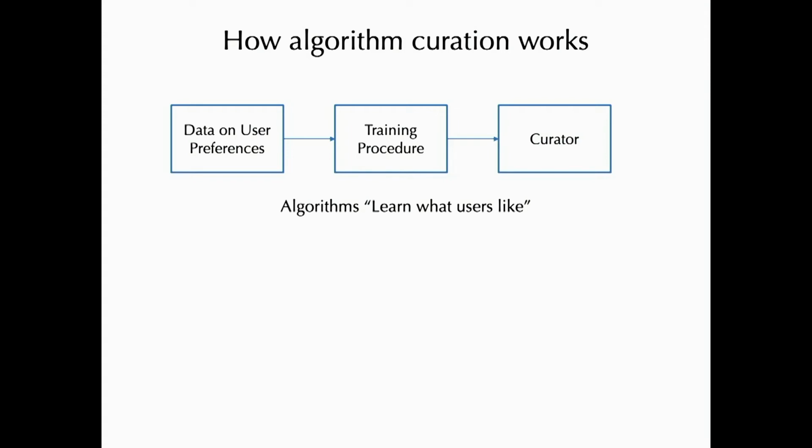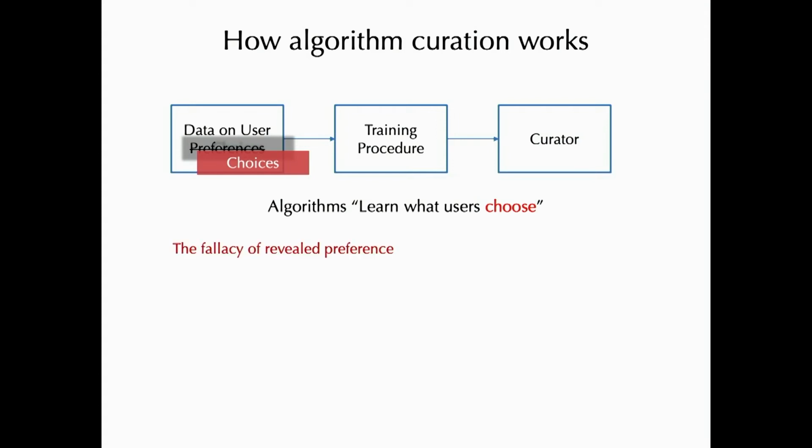But this slide has an error that every behavioral scientist would tell you is absurd. You don't have data on user preferences. You have data on user choices. And you learn what users choose, not what they like. And you are engaging in the fallacy of revealed preference. Built into every curation algorithm is a deep psychological mistake, a misspecification of preference.